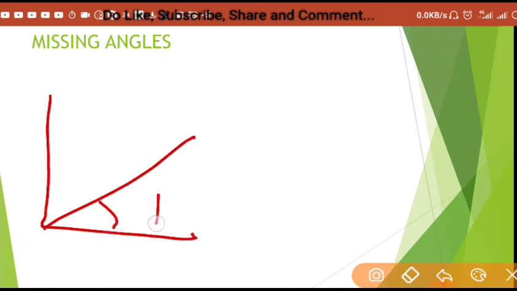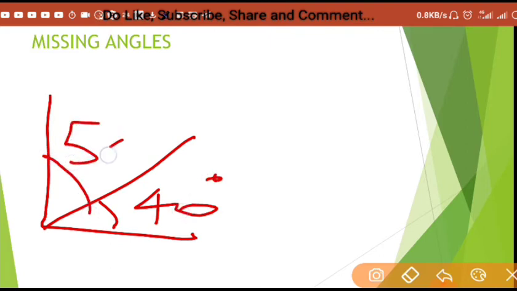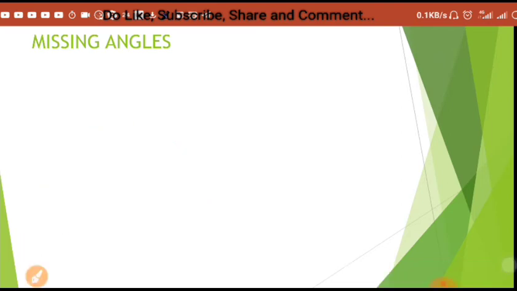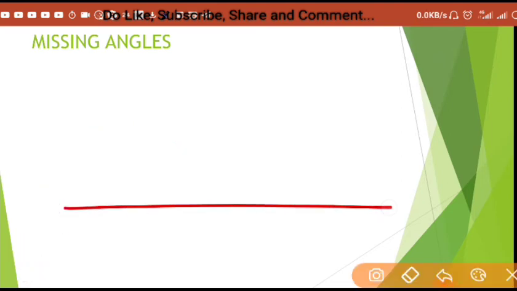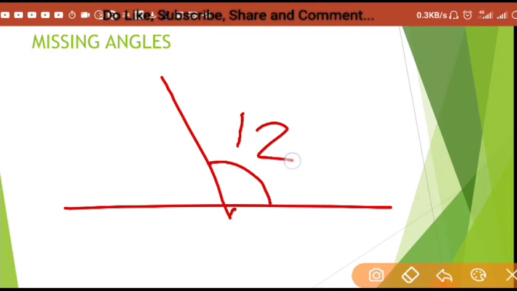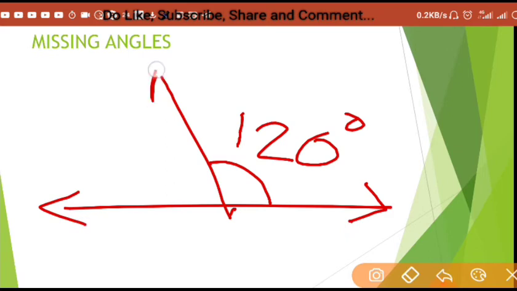So if this is 40 degrees, this will be 50 degrees, because this total is 90 degrees. In the same way, if we have a question like this, where this angle is 120 degrees, we have to calculate orally. It's not very complicated, so we can calculate orally.